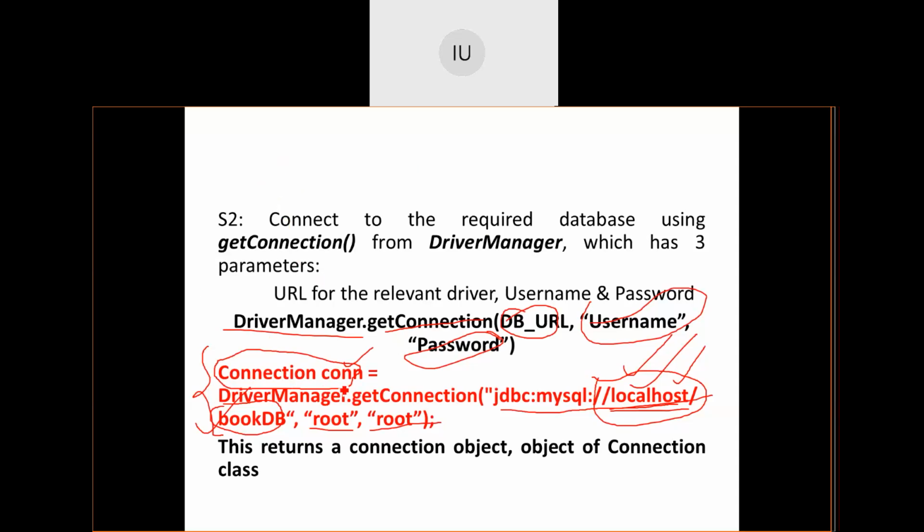Connection con equal to DriverManager.getConnection in brackets, double quotes, jdbc:mysql:// localhost/name of the database. BookDB is one instance I have taken, comma, double quotes username, double quotes complete, comma, double quotes password, double quotes complete, bracket close, semicolon. Okay.